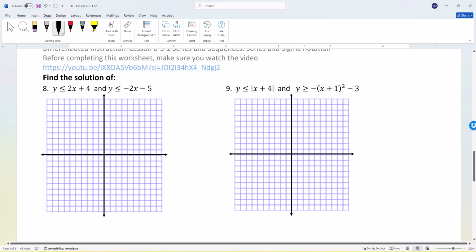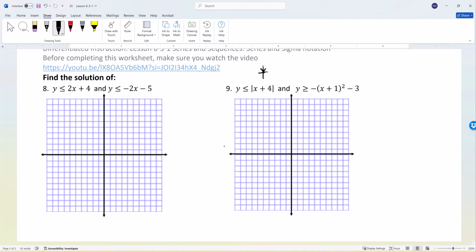Now for graphing these, so remember this is an absolute value and it has a horizontal shift of 4. So 1, 2, 3, 4. And it's equal to, so it's going to be a solid line. So in drawing this, now I need to test where it's going to be shaded. And so if I plugged in 0, 0, I get 0 is less than or equal to 0 plus 4. That's true. So this side of the graph gets shaded.